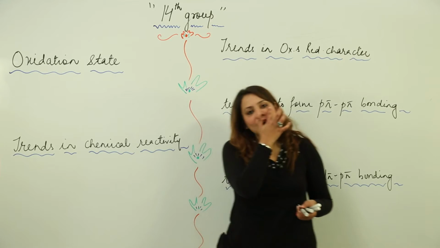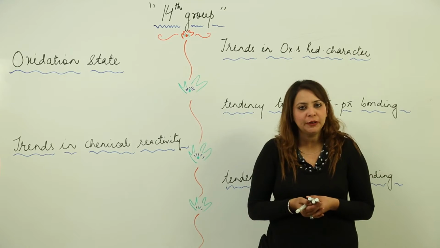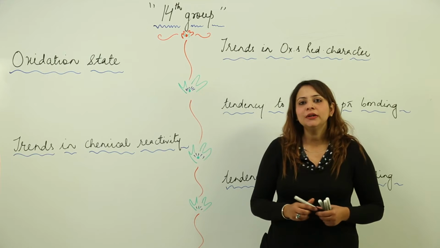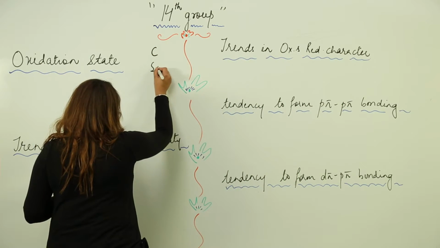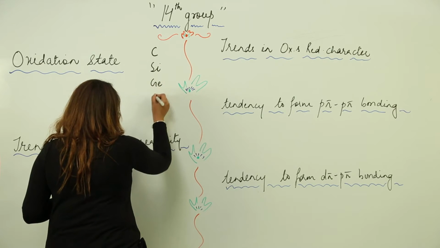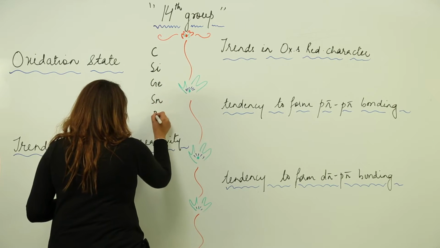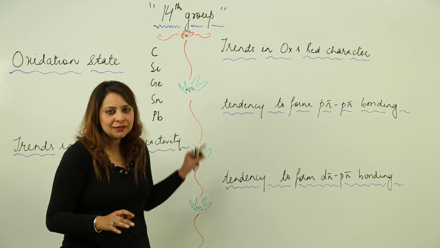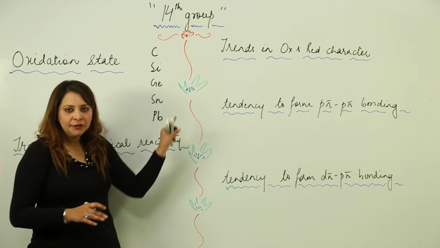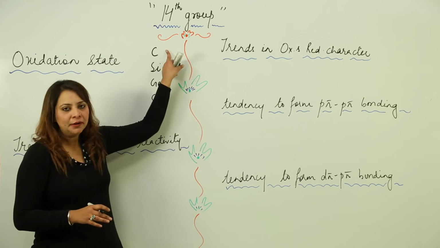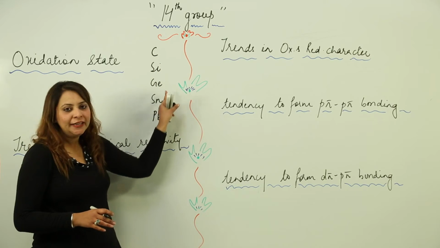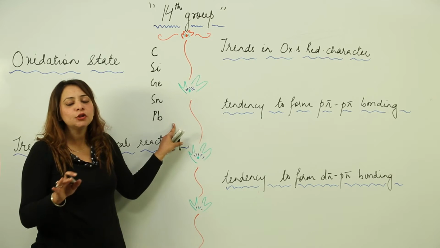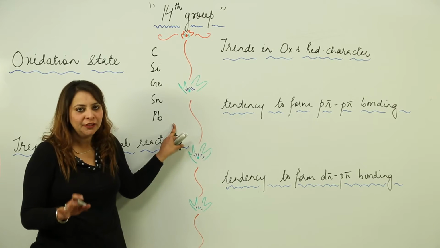Now we are going to start with the 14th group of the P block. As you know, the group 14 elements are carbon, silicon, germanium, tin and lead. We know that these are the members of the carbon family because carbon is the leading member. So we have elements like carbon, silicon, germanium, tin and lead. All these members belong to the carbon family, you know that.